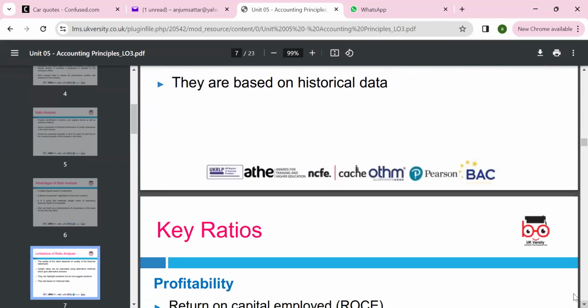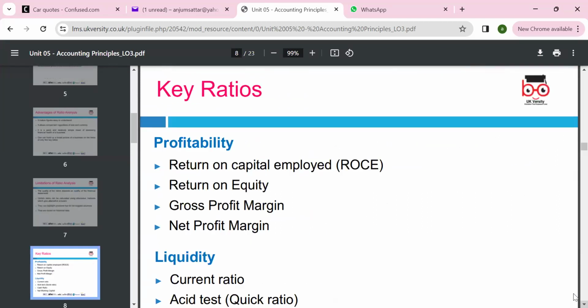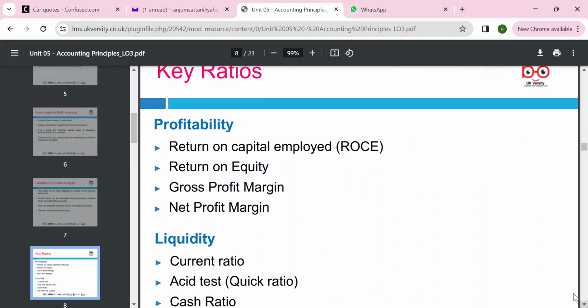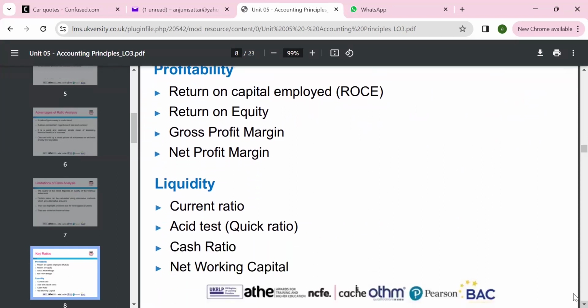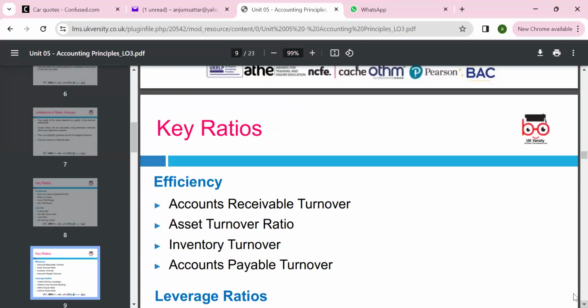These are based on the historical data, what's happened in the past. We can look at the profitability ratios: return on capital employed, return on equity, gross profit, and net profit margin. Then you have the liquidity ratios, current assets divided by current liabilities. These include the current ratio, acid test ratio, cash ratio, and net working capital. Yes, that's the working capital.